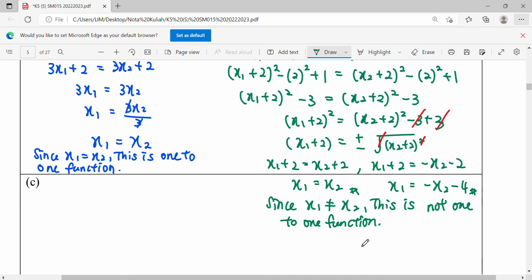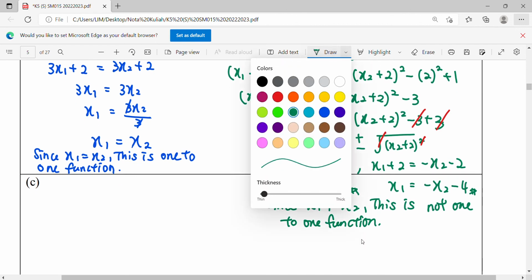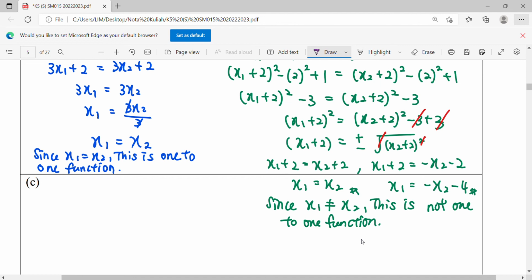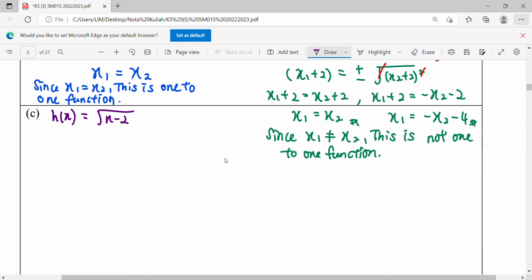Okay, so we proceed to question C. Question C, the function equals square root of x minus 2. So for one-to-one, we will substitute x1 into the function so that it equals x2. So substitute into the function, it will be square root of x1 minus 2 equals square root of x2 minus 2.